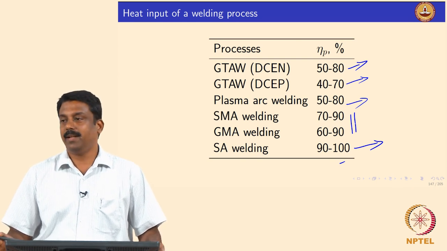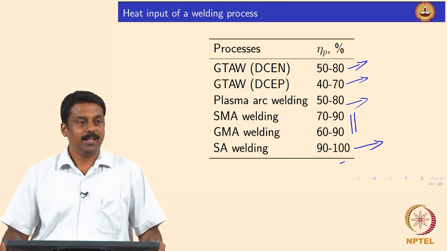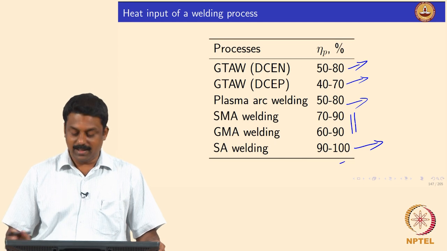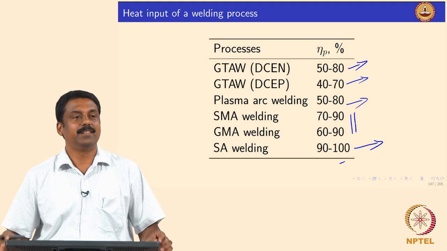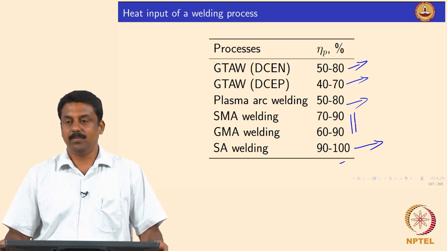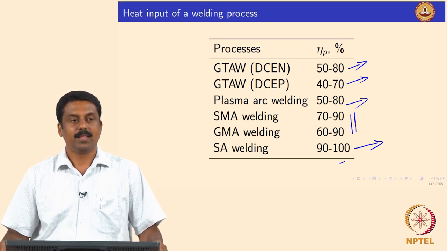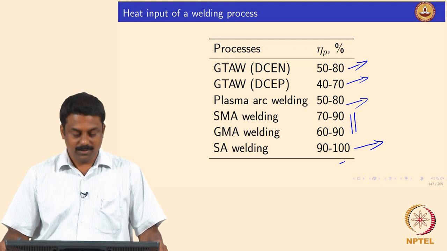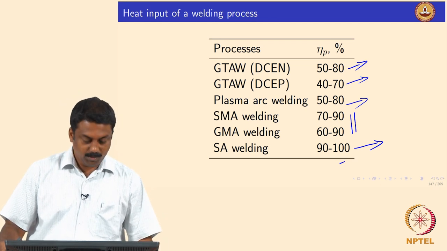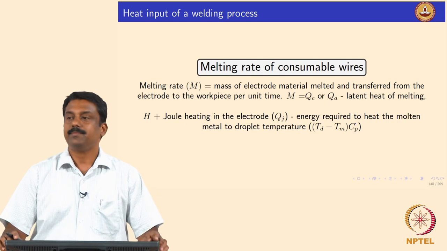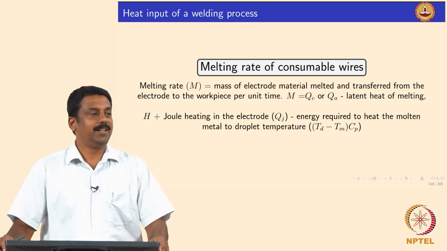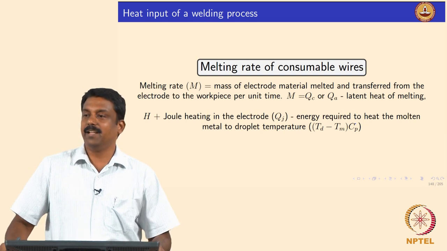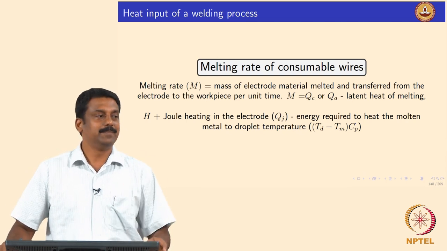So it's a simple heat balance. How do you calculate the efficiency? It's not a simple term where you use 50, 60. There is physics behind it when you are using the heat input equations. Yes, is it clear? Good. We'll move on further. Quickly we'll go, and then we'll calculate in a consumable welding process using the same principle.